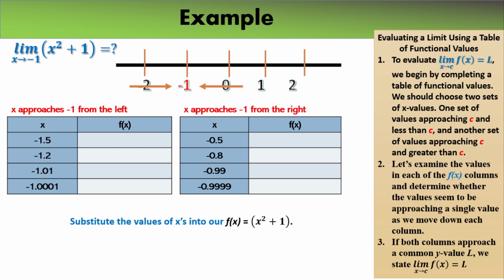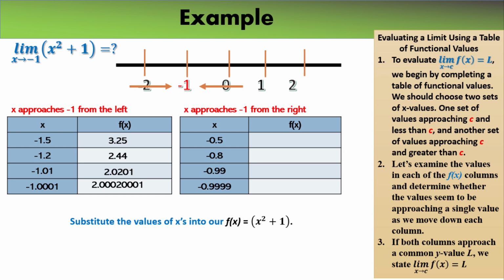So, for the left side, if x equals negative 1.5, ang f of x natin ay 3.25. If our x is negative 1.2, ang f of x natin ay 2.44. If x is negative 1.01, ang f of x natin ay 2.0201. If ang x natin ay negative 1.0001, ang f of x natin ay 2.00020001.